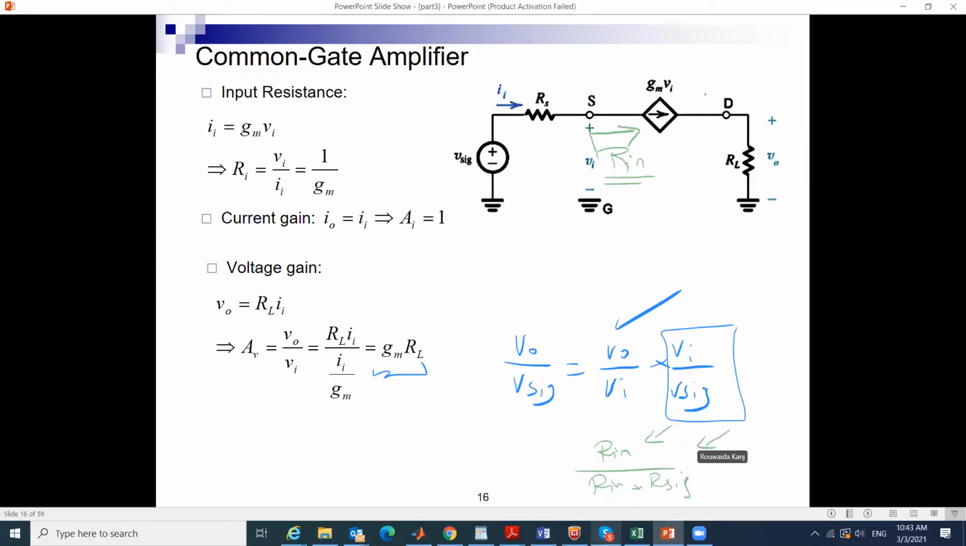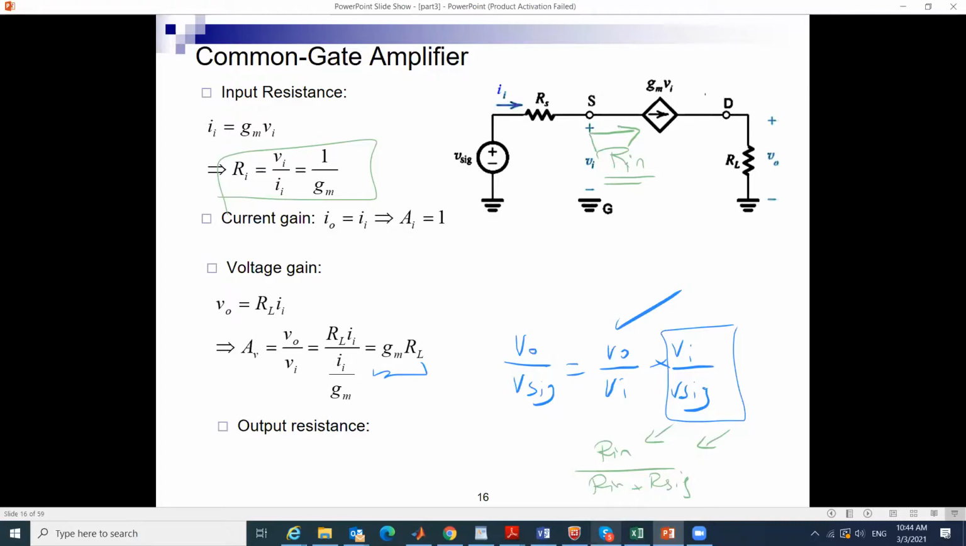Exactly. So this is Rn over Rn plus Rs. So if you have the expression for Rn, you can automatically and very easily find the overall gain. Okay? So this trick from the input side and another trick at the output side are always used in the problem. So pay attention to them. So now I know the total gain.